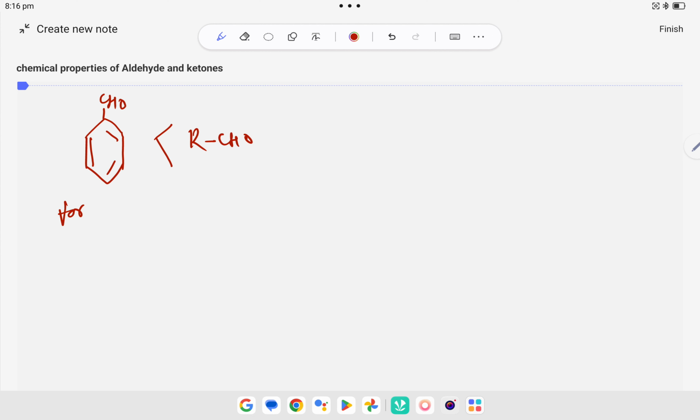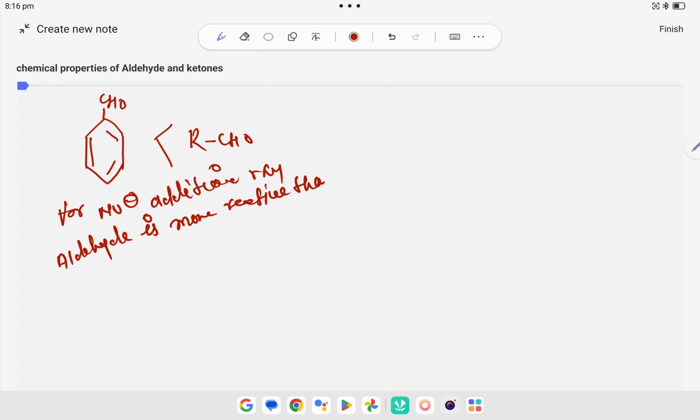The reason is, for the nucleophilic addition reaction, the aliphatic aldehyde is more reactive than benzaldehyde, due to resonance.